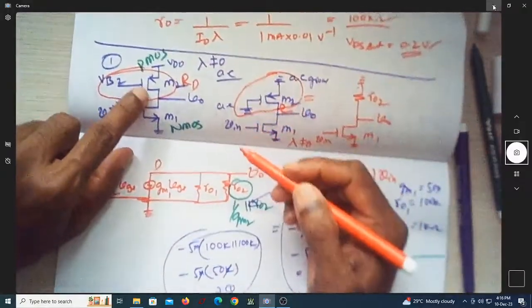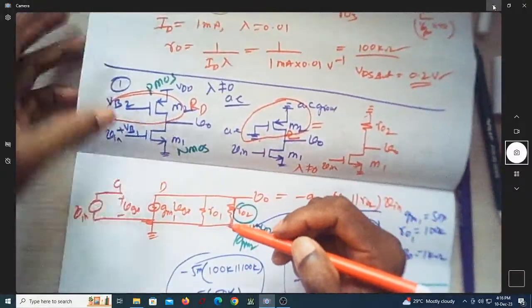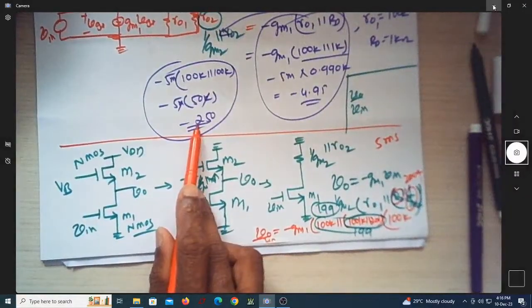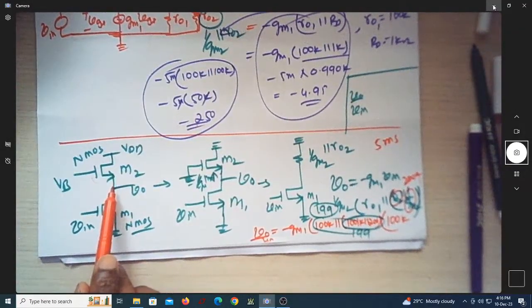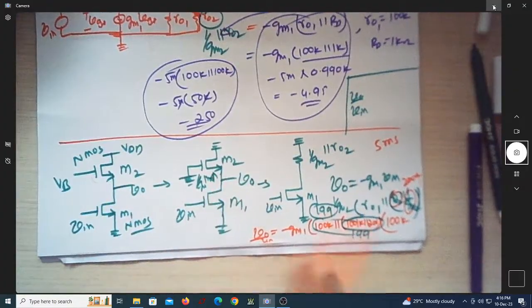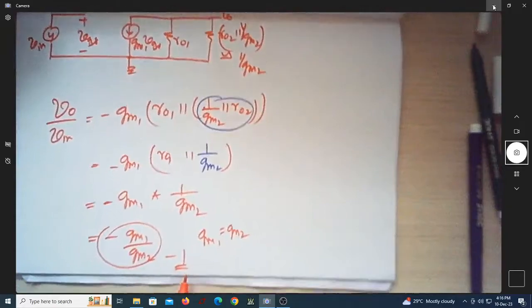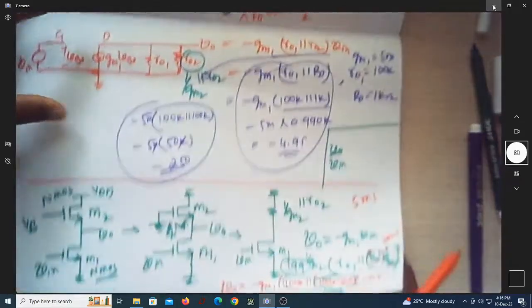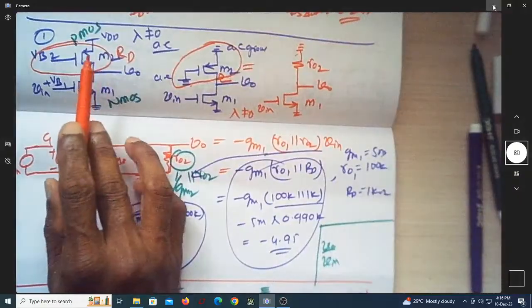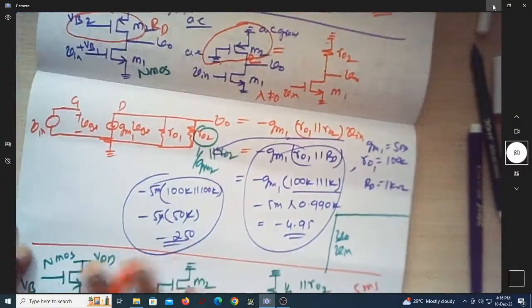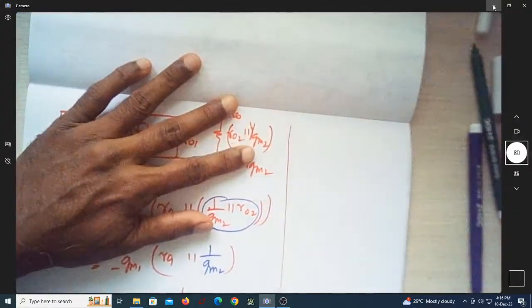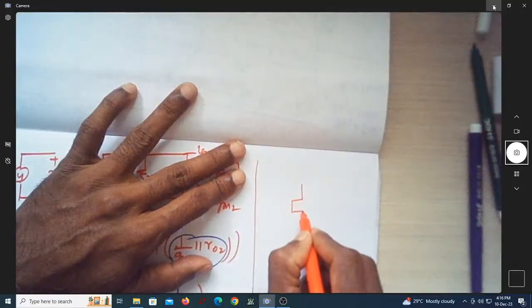See what I'm trying to say is, when you had R0 as the load, the gain was almost minus 250. The moment you have a transistor with the resistance seen into the source, which is 1 over gm parallel with R0, the gain becomes almost close to 1. So depending on what your load resistance is, whether it is R0 or 1 over gm, the gain will change.